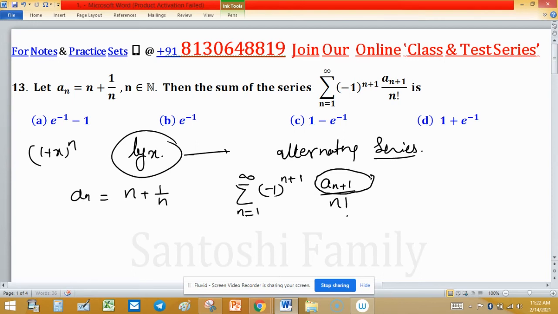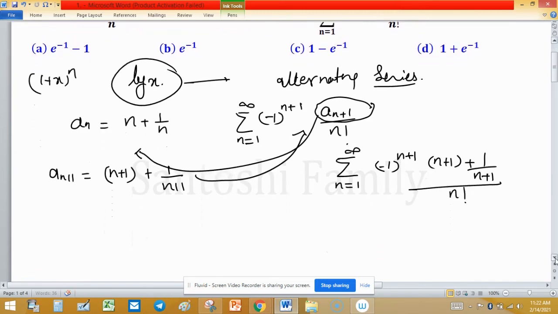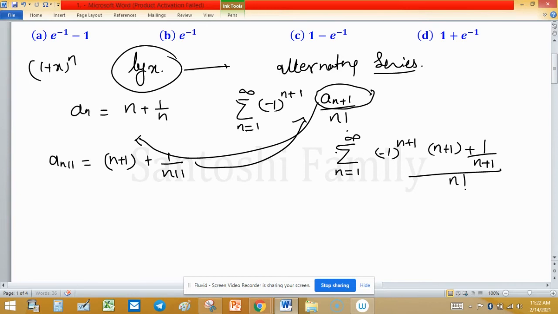As a_n is used here, what is a_n plus 1? It will be (n plus 1) plus 1 upon n plus 1. Use this in this series. It will be summation n running from 1 to infinity (-1) raised to the power n plus 1, (n plus 1) plus 1 upon n plus 1 divided by n factorial.